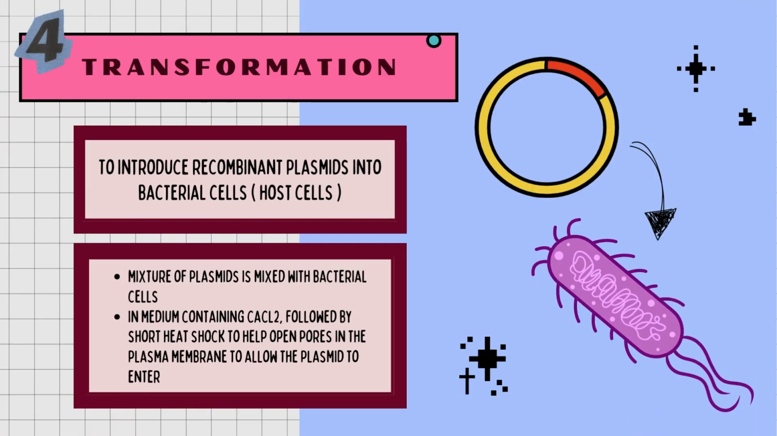After that, the transformation will happen in stage 4. The purpose of this stage is to introduce the recombinant plasmid into the bacterial cell. Firstly, the mixture of plasmids is mixed with bacterial cells in a medium containing calcium chloride, followed by a short heat shock that helps to open pores in the plasma membrane to allow the plasmid to enter.